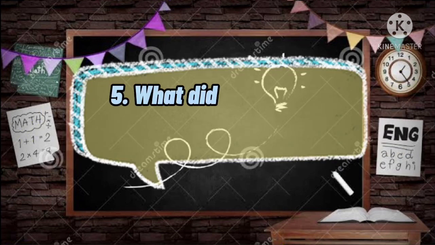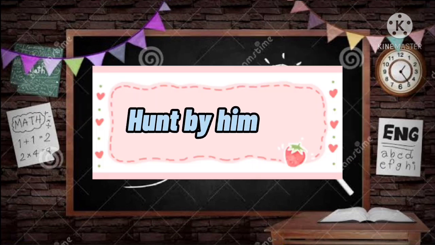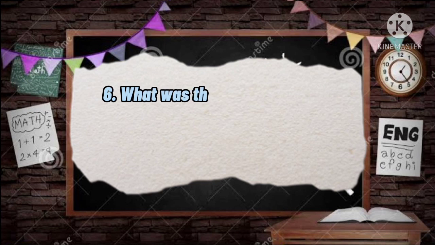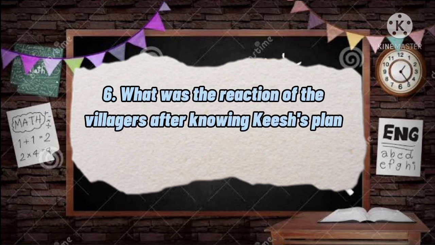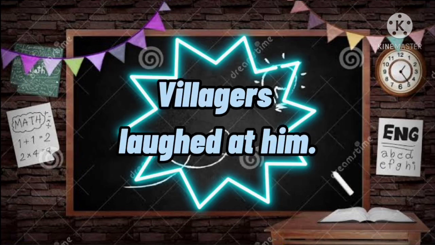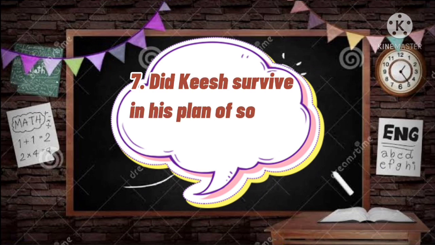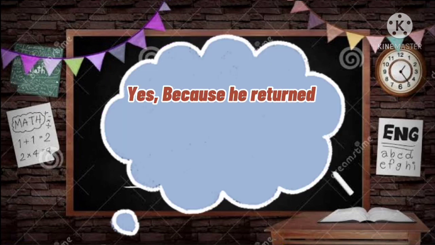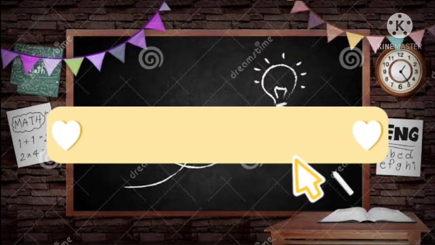What did Kish do to solve the village problem? Answer is hunt by himself. What was the reaction of the villagers after knowing Kish's plan of solving the problem? That's right. Villagers laughed at him. Now, did Kish survive in his plan of solving the problem? Support your answer. Yes, because he returned to the village with freshly killed meat of a bear.